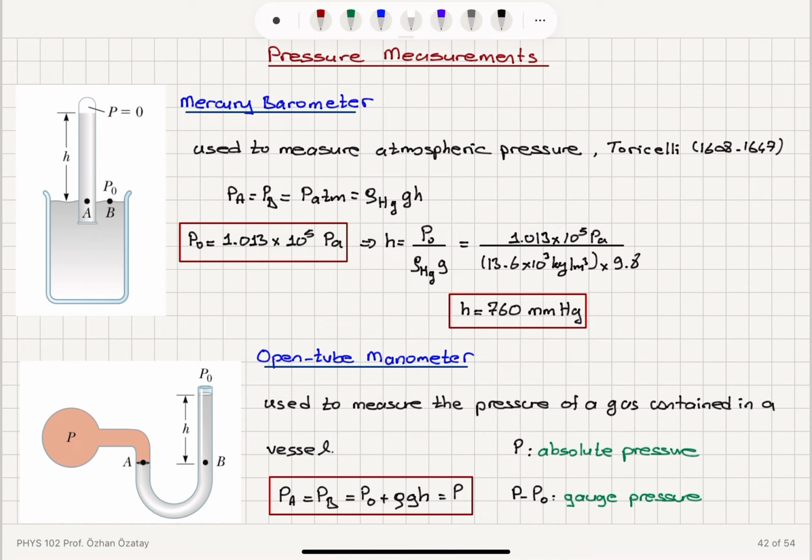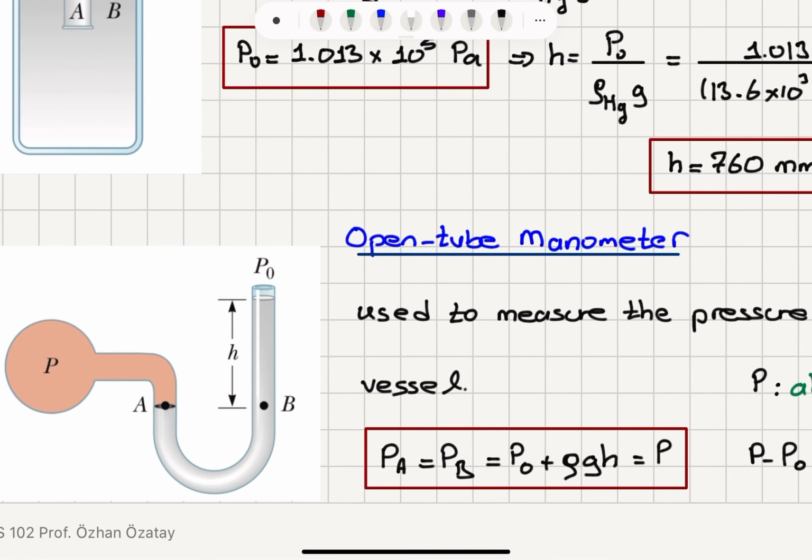Another setup is used to measure the pressure of a gas contained in a vessel. You can see here this vessel contains a gas that has pressure P. And the other side is open to air and filled with some fluid, for example mercury. Now the pressure at point A must be equal to the pressure at point B. If it was not, if it was more, then this would be rising, right? So that is the strict equilibrium requirement.